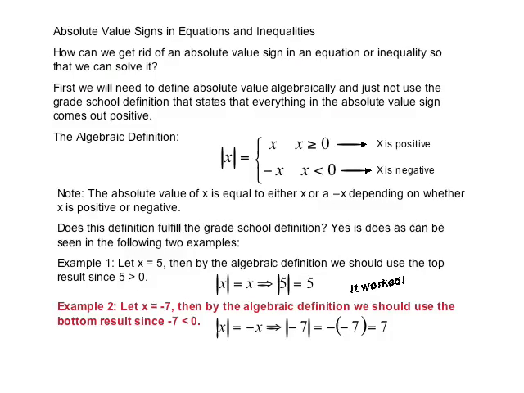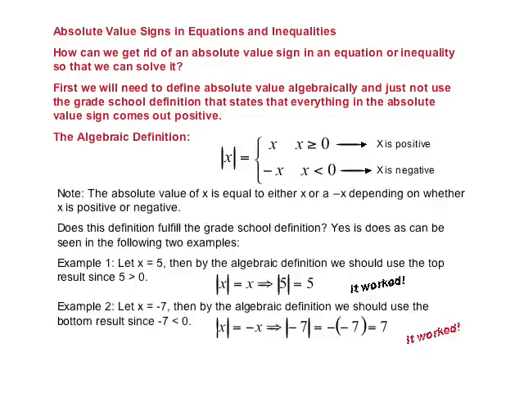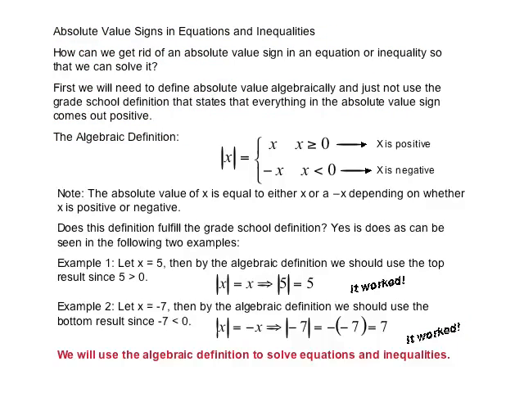Example 2. Let x equal negative 7. Then by the algebraic definition, we should use the bottom result since negative 7 is less than 0. So the absolute value is equal to a negative x. Now putting a negative 7 wherever we see x, we get that the absolute value of negative 7 is equal to negative negative 7, and therefore we get 7. It worked also. So this definition is a good one. It does cause anything that's in place of x to come out positive. We will use the algebraic definition to solve equations and inequalities.